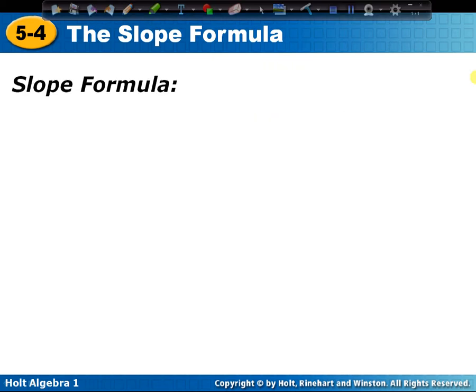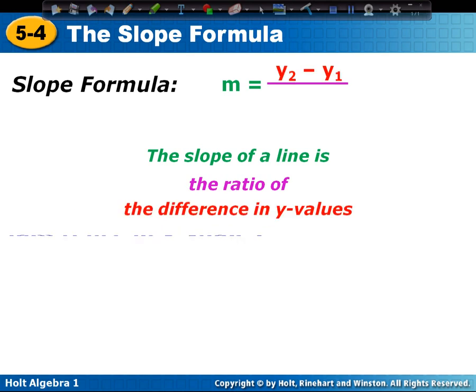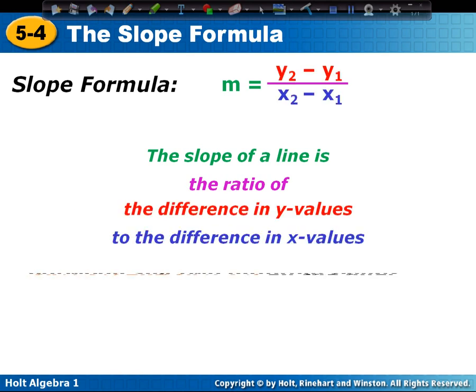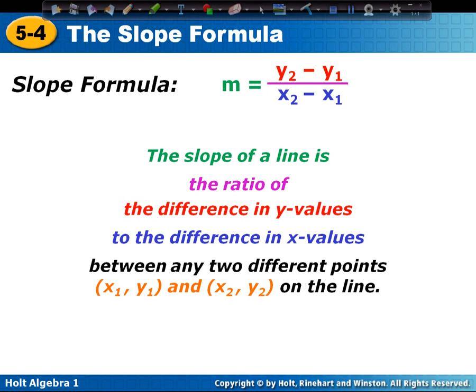Here's the slope formula. I want you to go ahead and write this down on your paper as soon as it comes in. So M equals the difference in y values to the difference in x values between any 2 points, x1, y1, and x2, y2 on the line. The only part of this that I want you to write down is this part right here. The M equals y2 minus y1 on the top over x2 minus x1 on the bottom. Take a minute, make sure you have that written down before you move on.